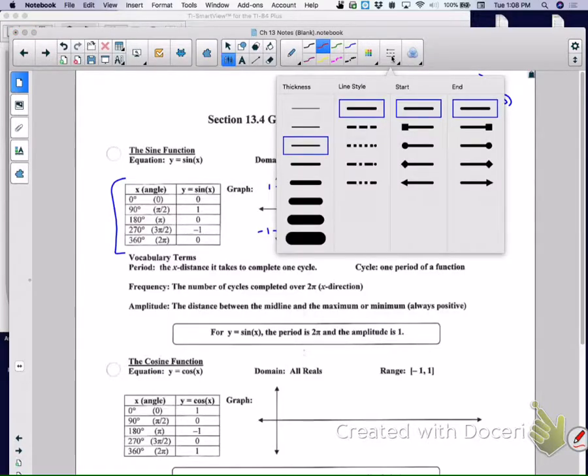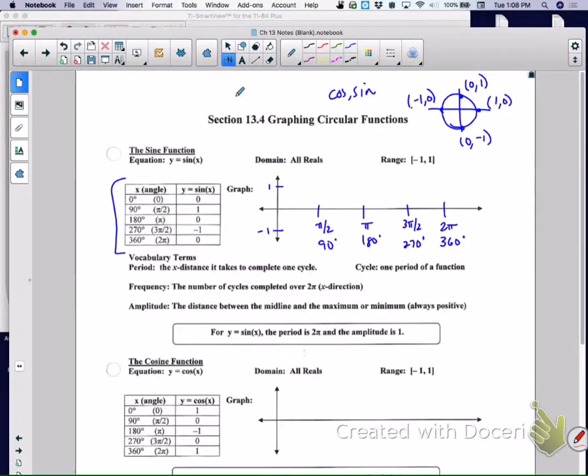If we plot these points like we would any other points there, we're going to have 0, 0 here at the beginning. Pi over 2 or 90 is going to be 1, and we keep going. The more spread out your graph is, the harder it is to graph there. And that's my sine function. Of course, it keeps going, but that's the general shape there. In this particular case, this would have a period of 2 pi.